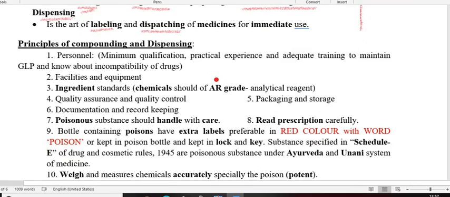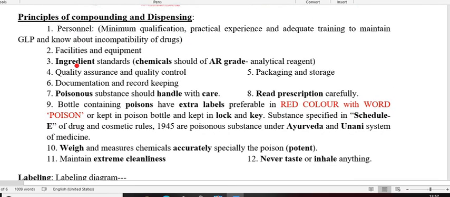Now we have to go through the principles of compounding and dispensing. So there are various sentences, statements, or points that are going to explain the principles of compounding. In this, the first important thing under the principle of compounding is personnel. The personnel that are working under the pharmacy should have at least a minimum qualification. What is this minimal qualification?